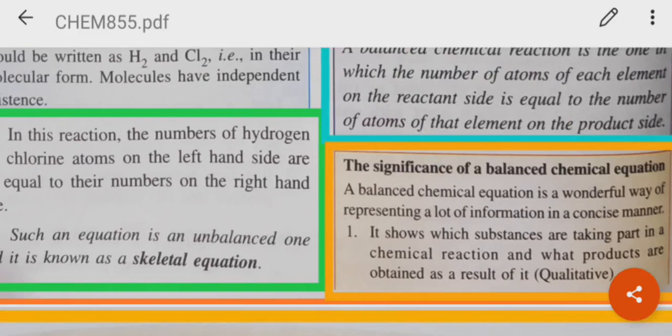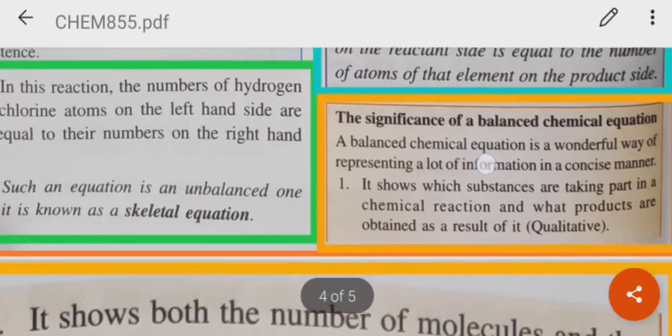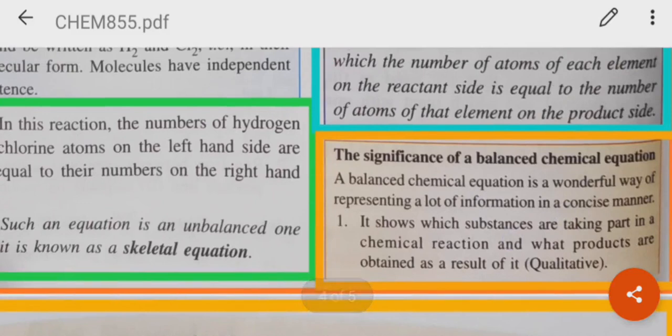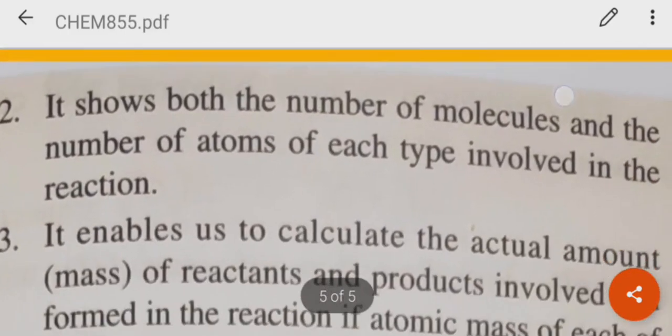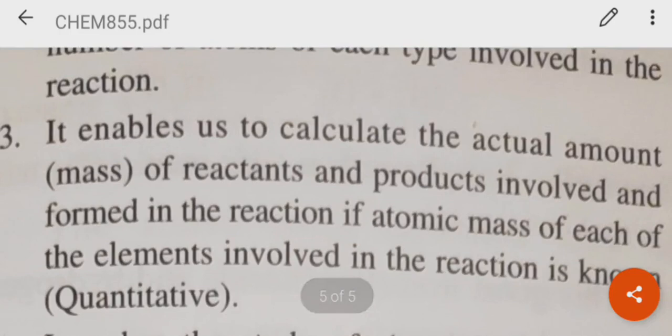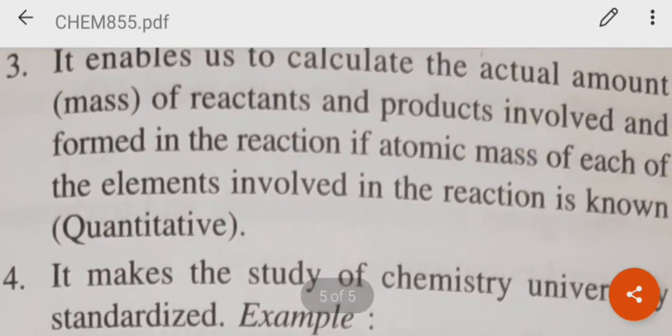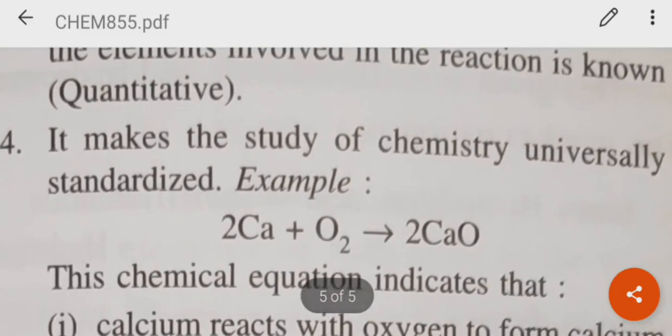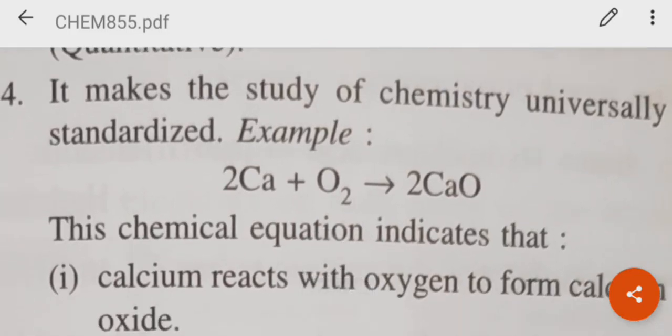Now, what is the significance of a balanced chemical equation? It shows which substances are taking part in a chemical reaction and what are the products obtained. It shows both the number of molecules and the number of atoms of each type involved in the reaction. It enables us to calculate the actual mass of reactants and products involved and formed in the reaction, if atomic mass of each of the elements involved in the reaction is known. It makes the study of chemistry standardized. Standardized means every way it will remain the same.